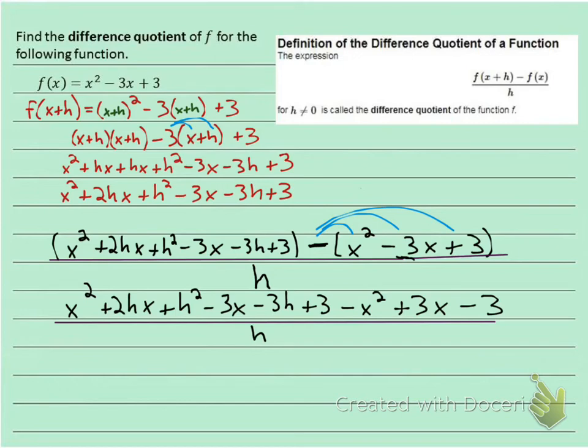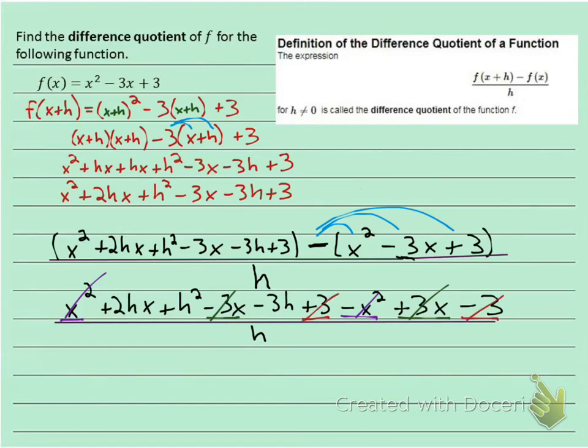Okay, let me put it over h. All right, see any like terms? I do. x squared minus x squared. What's 1x squared minus 1x squared? Nothing. No x squareds. 0. All right, what about minus 3x plus 3x? Right, those are going to cancel out. And any other like terms? Oh, yep. Plus 3 minus 3.